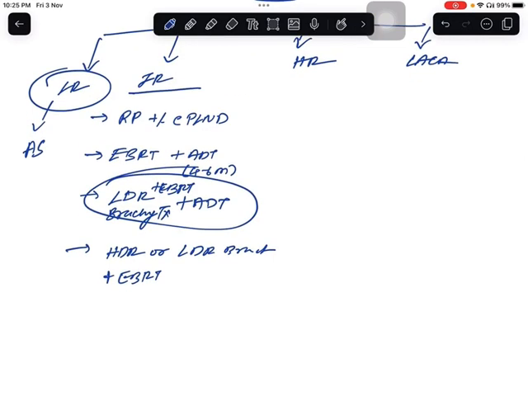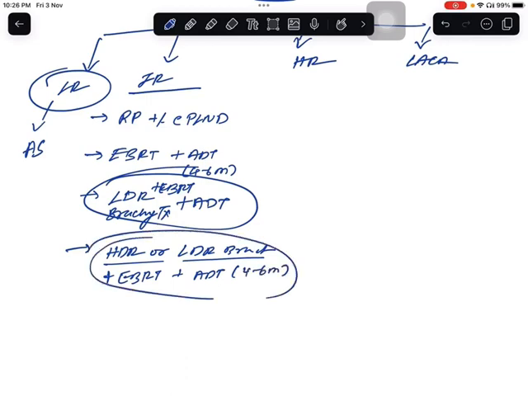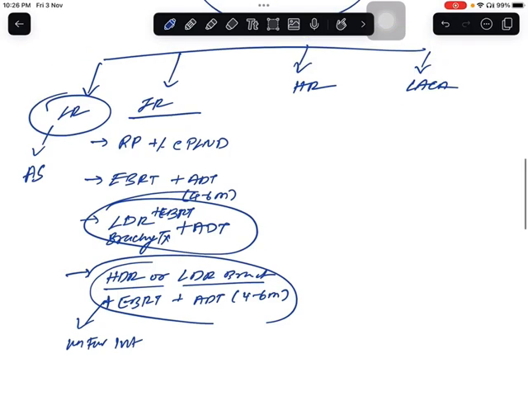One thing to note is that this brachytherapy should be given with external beam radiation therapy. Okay, so high dose or low dose brachytherapy along with external beam radiotherapy along with ADT, that is short term, 4 to 6 months. Okay, this boost can be given for unfavorable intermediate. Okay, next we are going to see the high risk group. So what are the treatment options available?